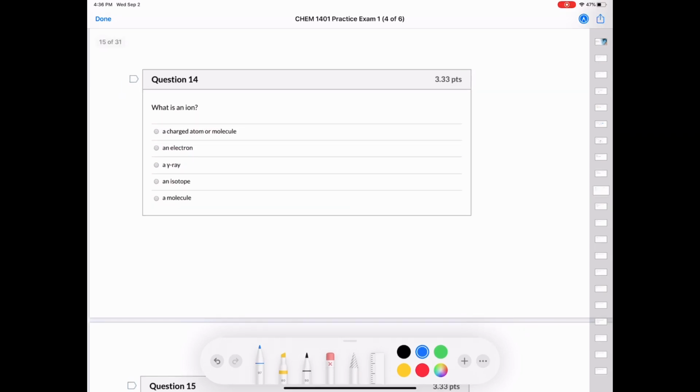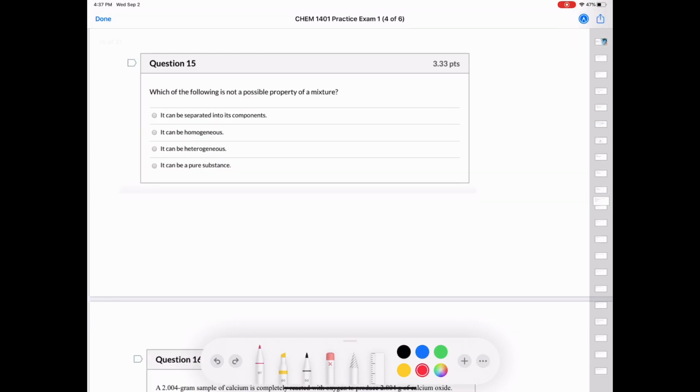Number 14, what is an ion? An ion is a charged atom or molecule. Remember, when you have a positive charge, that's a cation, and when you have a negative charge, that's an anion. None of these fit the bill of an ion: an electron, a gamma ray, an isotope, or a molecule. So an atom or molecule with a charge is an ion.